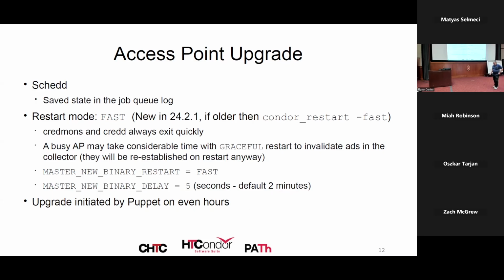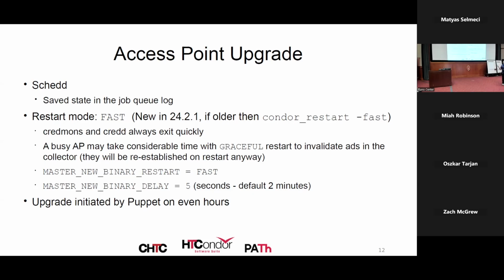Access points. Now, this is where your users are most likely to see your upgrade. And with the access points, you want them to come down quickly and come right back up quickly. And so we switch over to the fast restart mode. In fast restarts, the daemons get killed right away. The job queue log is saved transactionally, so there's no problem there.